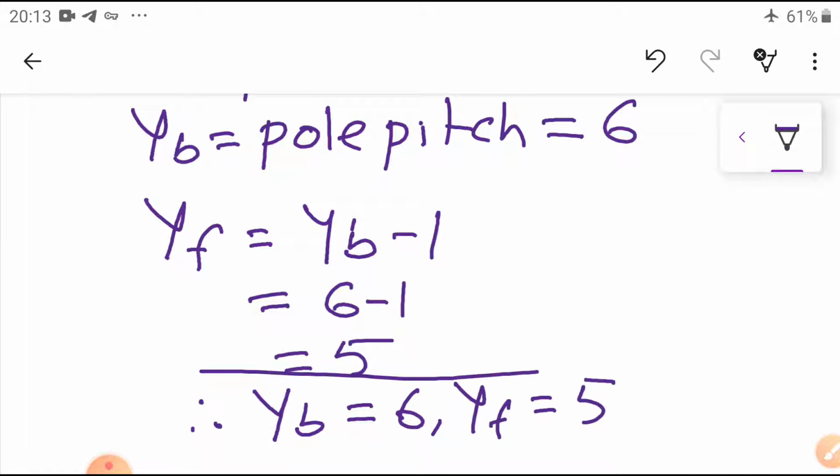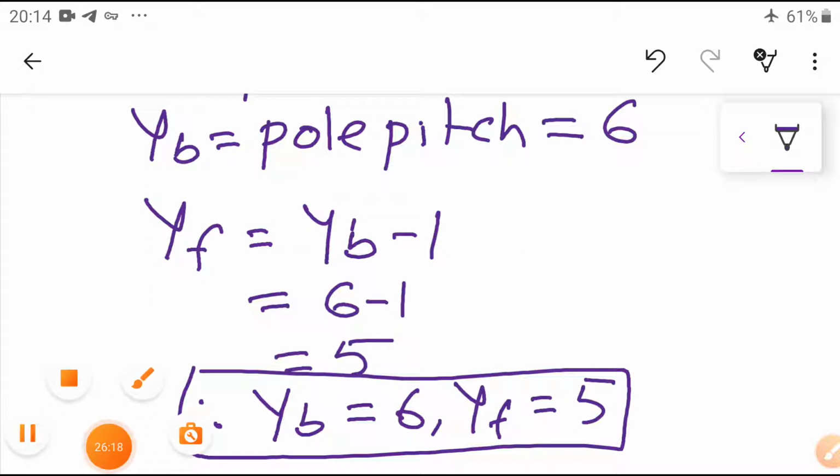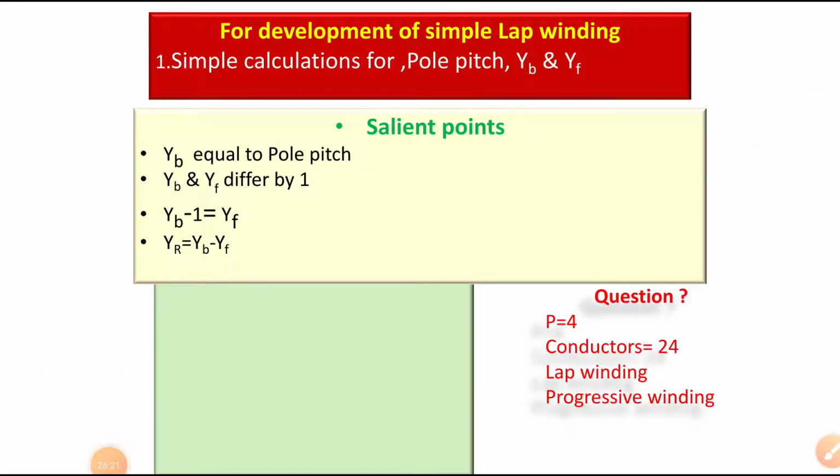So based on this, we are going to prepare our winding table as usual. Okay, so this is the basic idea. Before going on, we need to distribute these windings under 3 phases: R phase, Y phase, B phase. Okay, so let us see the animation once again. This question is given. Now we need to calculate the pole pitch, back pitch, and front pitch.